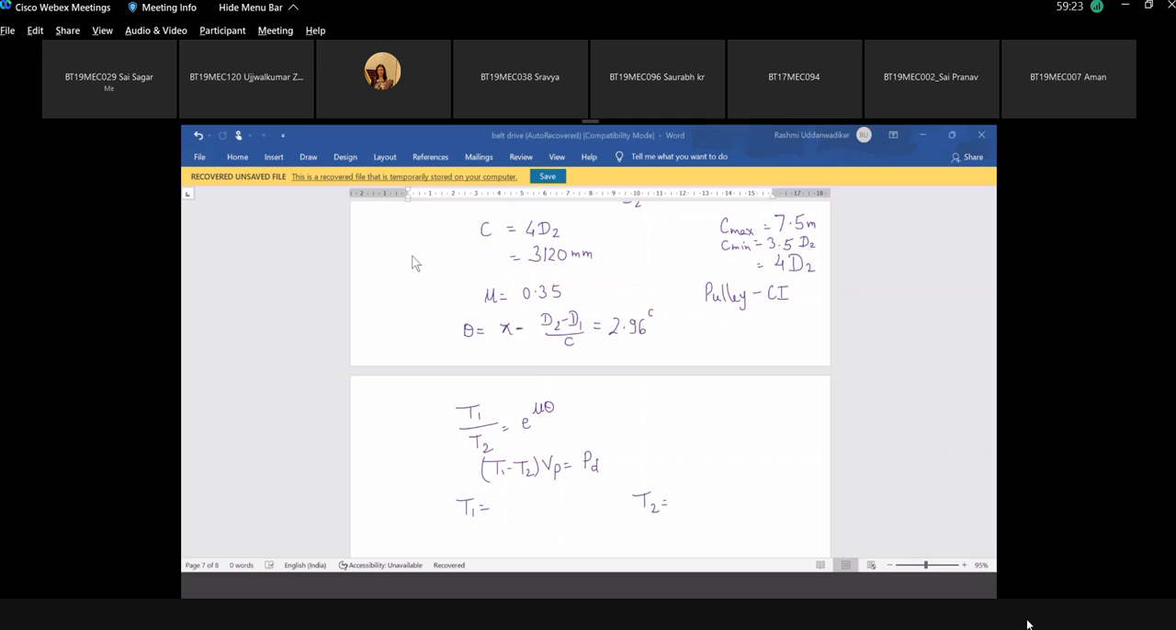T2 is 363. Jewel is giving 363 as T2. And what is T1? Yeah, 1023 and 363. This is matching with my values as well. Others, please confirm your values. Manas is also giving the same. So we'll go with 1000 newtons tight side tension, 362 or 363 newtons slack side tension.